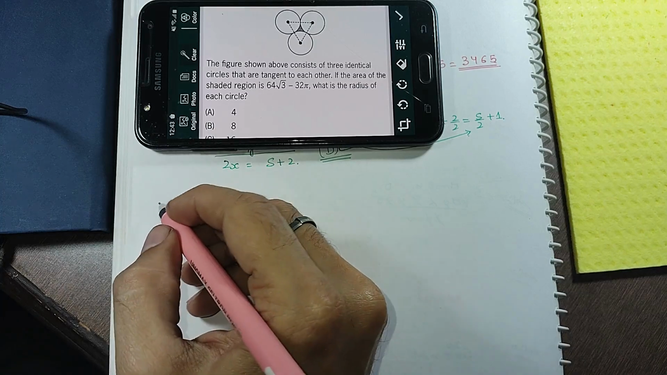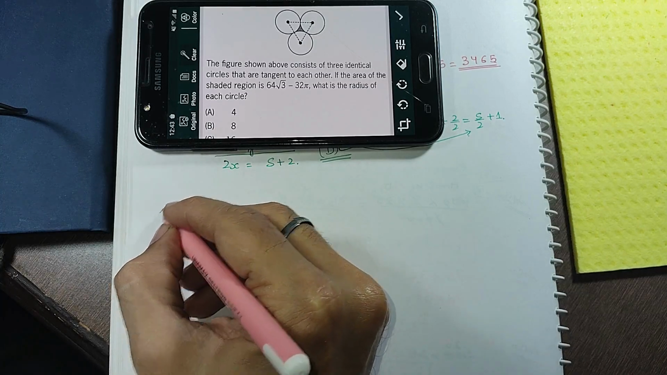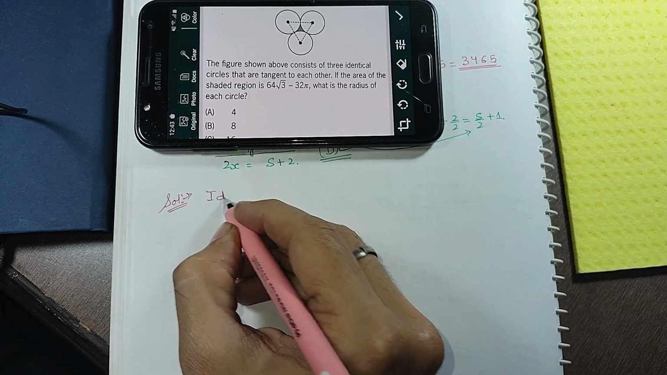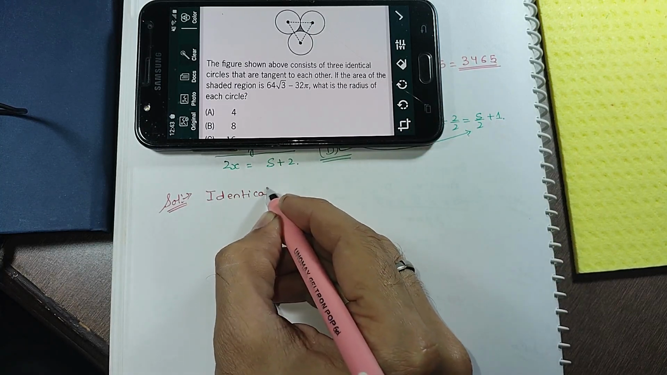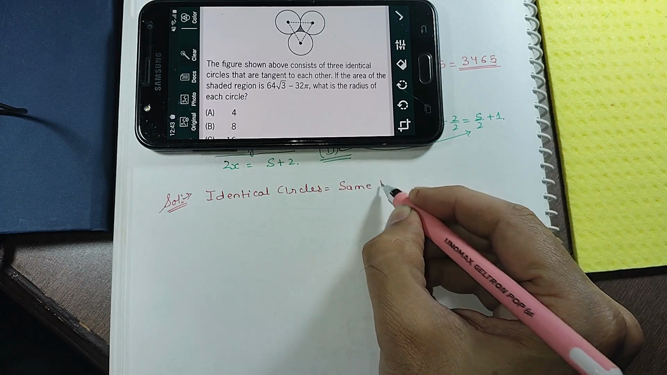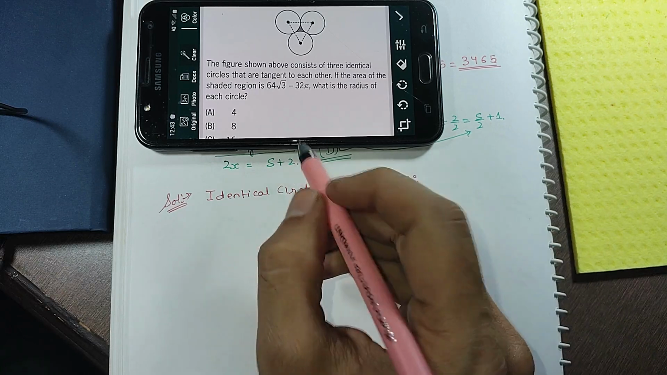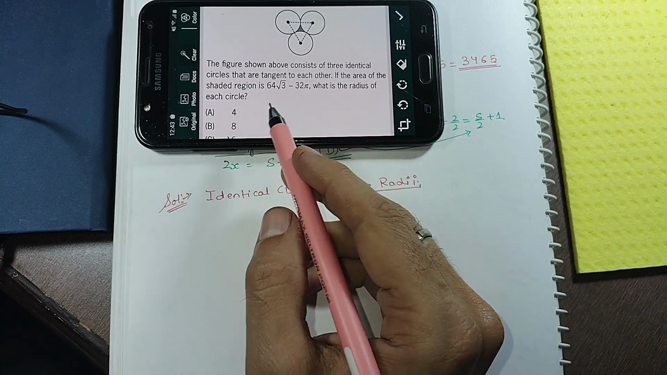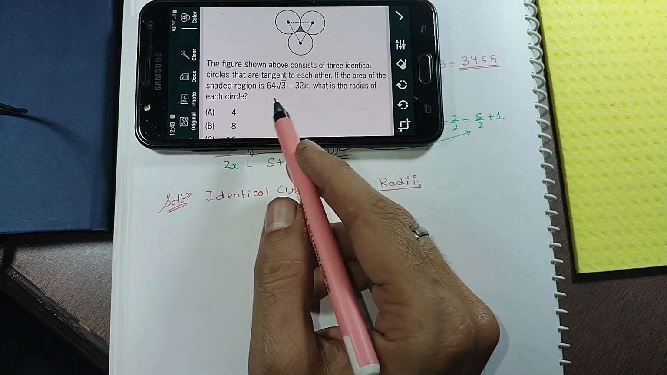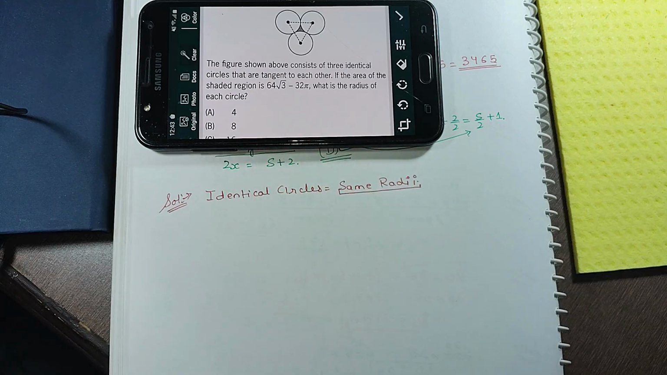The figure shown above consists of 3 identical circles. Whenever you encounter the term identical circles, it means that the circles have the same radii. They are tangent to each other. If the area of the shaded region is 64 root 3 minus 32 pi, what is the radius of each circle? Such kind of question comes in most of the papers, so let us try to solve this.